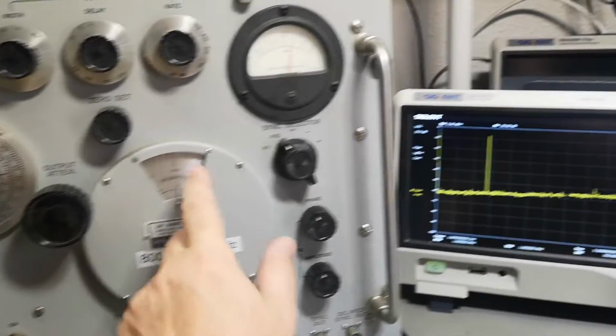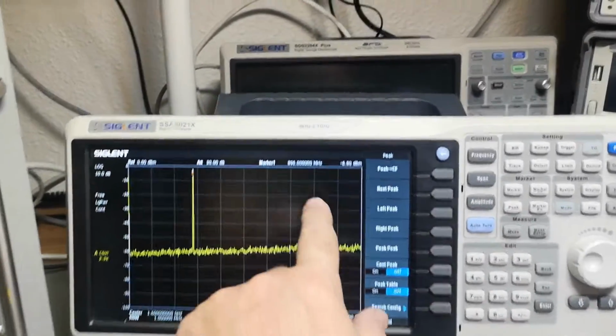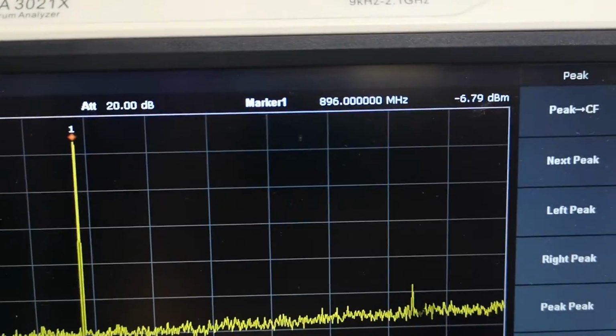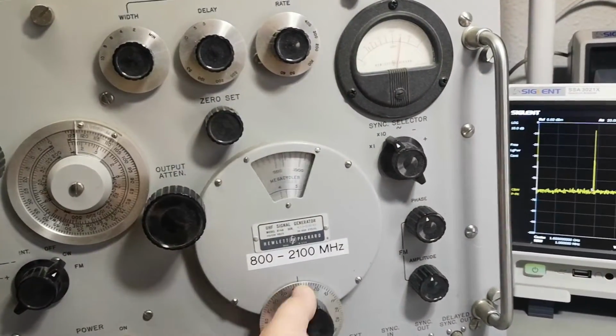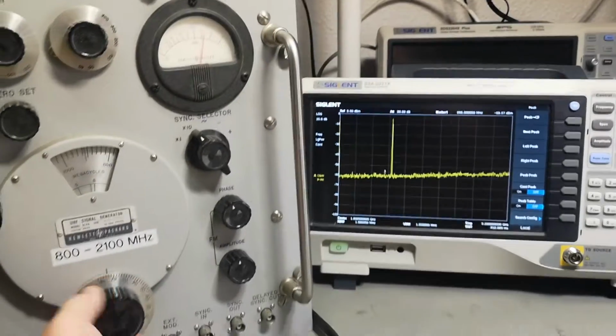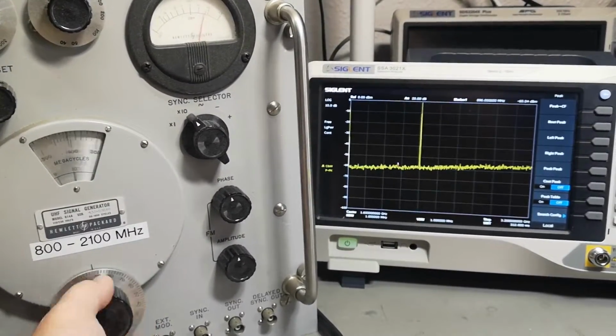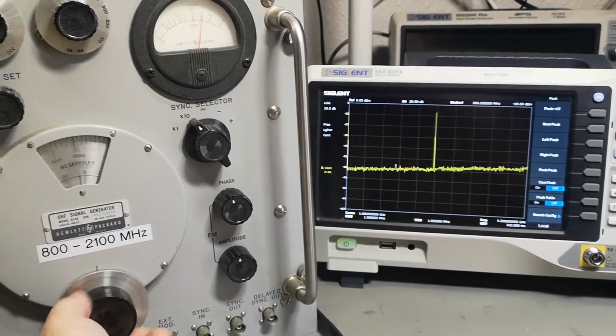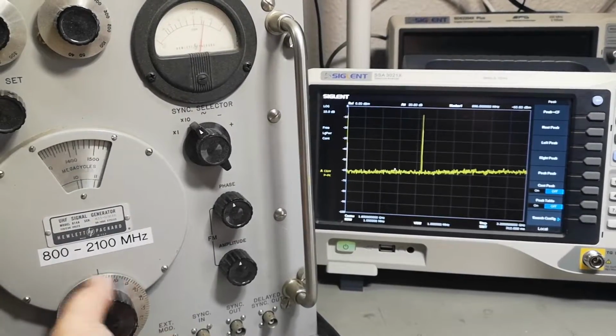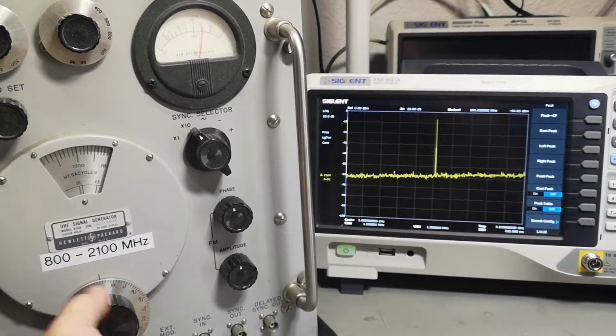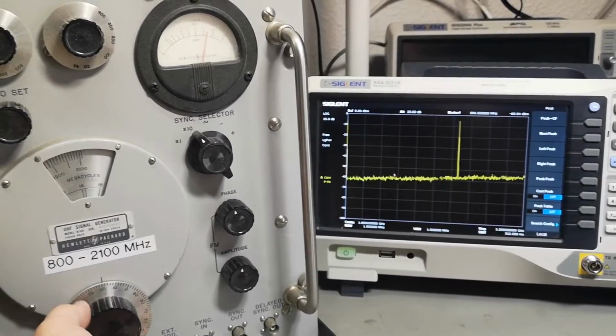So let's see, I got it at 900, I say peak. Okay, so the frequency readout here is absolutely fantastic. Okay, so 900, and then we can probably just dial it all the way up. Oh, there was a hole here again. No, it's probably just something to do with the scan.